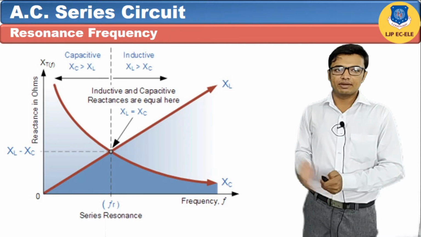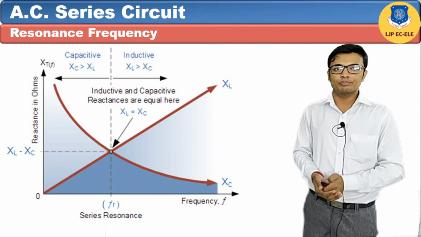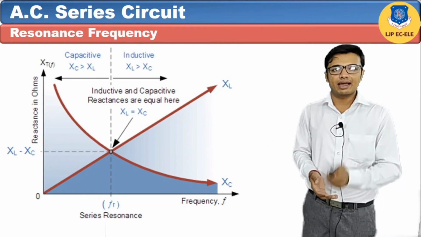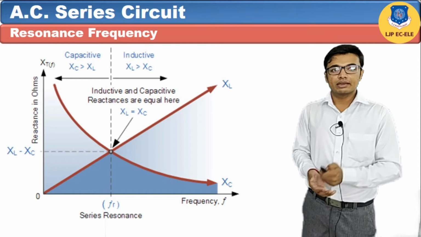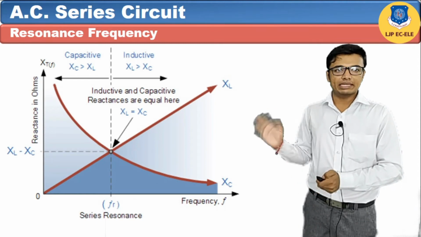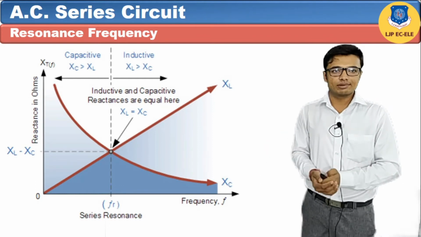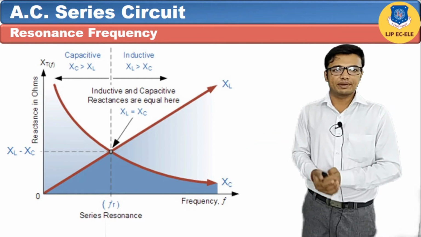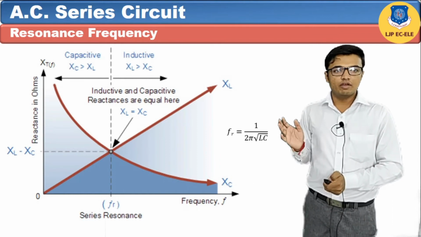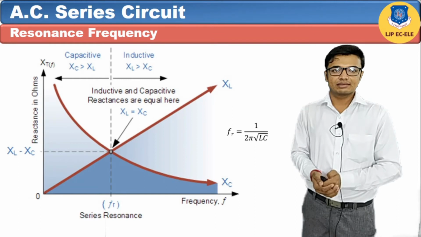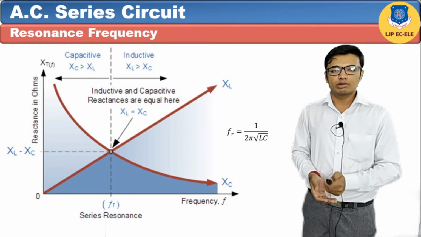During starting, frequency of supply is 0. So at 0 frequency, inductive reactance is 0 and capacitive reactance is very large, or it may be infinite. After some time, if we increase the frequency, there comes a value at which inductive reactance becomes equal to capacitive reactance, which is called the series resonance, and this frequency is called the resonance frequency. And the value of resonance frequency depends on the value of inductance and capacitance. That is the equation for resonance frequency, Fr is equal to 1 upon 2 pi into under root LC.